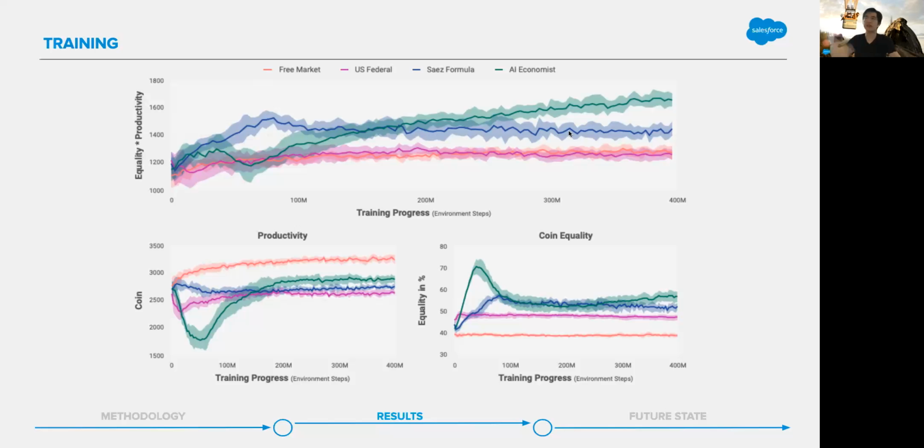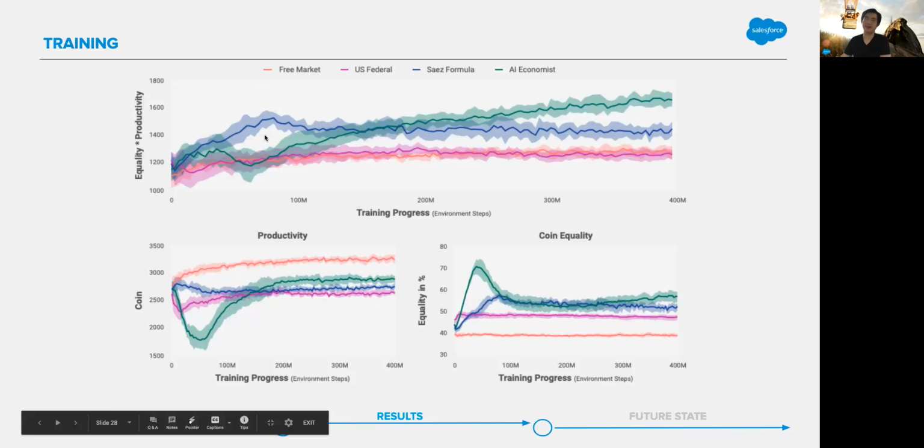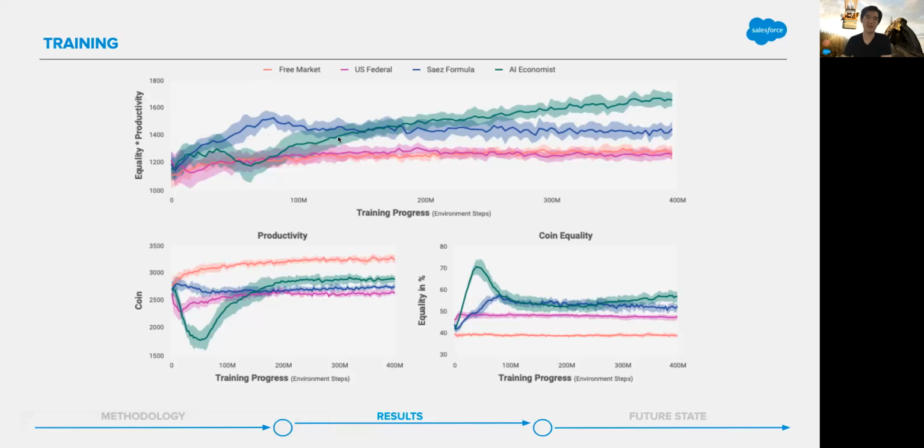That means that you can see a bigger dynamic range and more dynamic behavior during training. And these trends are much worse if you don't use the tricks that I just described a few slides ago. And in the same way, you can look at the productivity and equality, which tell you the same story. There's a question in chat.